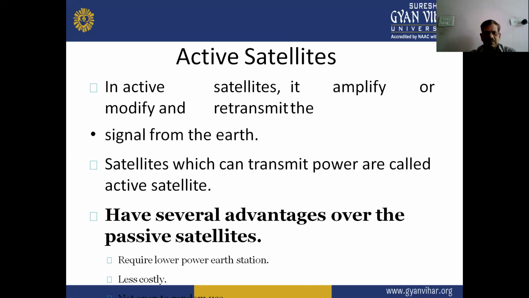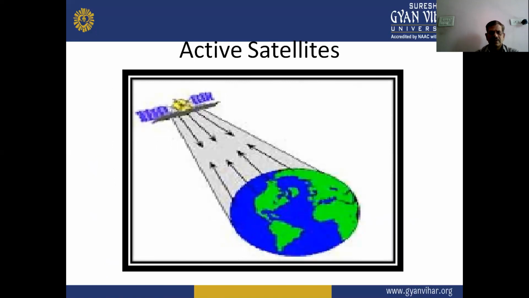Next are the active satellites. An active satellite amplifies or modifies and retransmits the signal from the Earth. Satellites which can transmit power are called active satellites and have several advantages over passive satellites. They require a lower power Earth station and are less costly. This is the picture view of the active satellite.